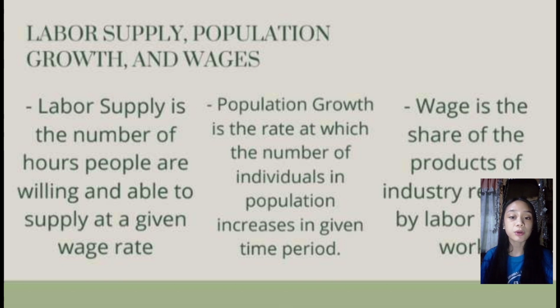Labor supply is the number of hours people are willing and able to supply at a given wage rate. Population growth is the rate at which the number of individuals in a population increases in a given time period. Wage is the share of the products of industry received by labor for its work.